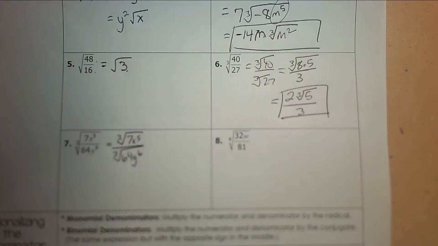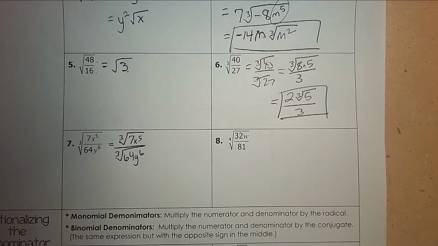So I have two choices. I can divide, but that didn't lead me anywhere, right? Like 7 into 64. And are the bases the same? So dividing didn't help me. So instead I'm going to separate. So the cube root on top and the cube root on the bottom.